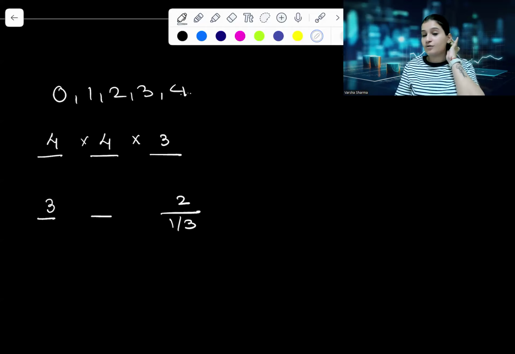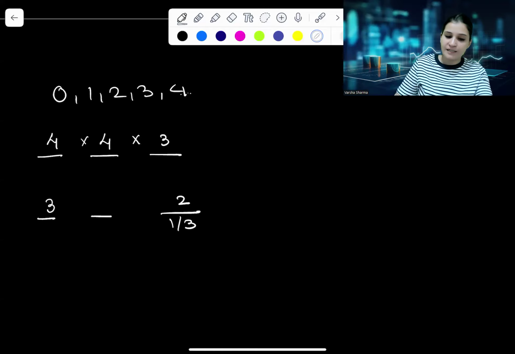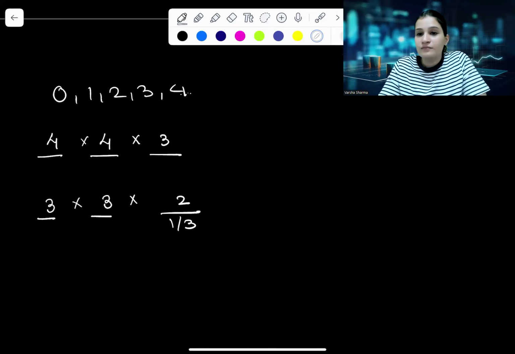So out of 5, the first and last place are filled. I'm left with 3 ways. Only 2 digits were used. I had a total of 5 options: 1, 0, 1, 2, 3, 4. Out of that, I used one to fill the first position and one digit to fill the last position. So only 2 of the digits are used. So the second place can be filled by the remaining 3 ways. So total 3 into 3 into 2. Clear? Yes, ma'am.